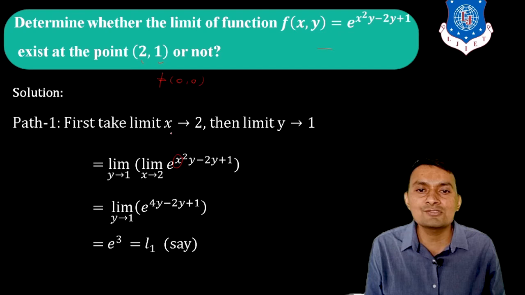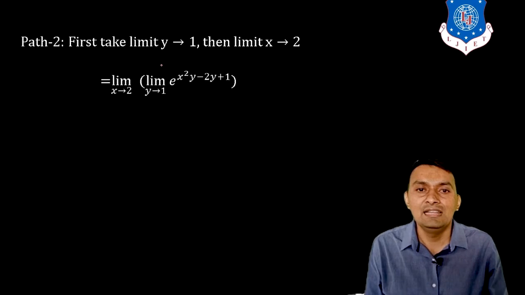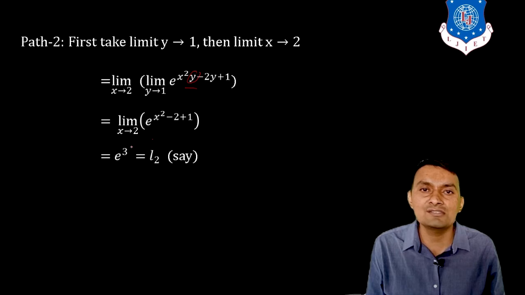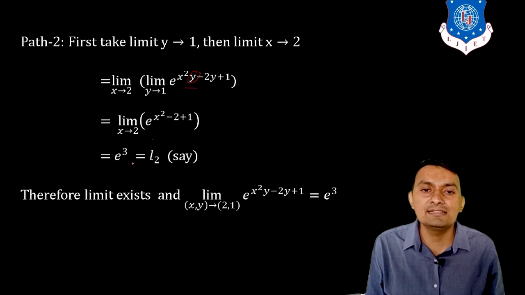Now when we assume path number 2, first we consider y tends to 1 and then x tends to 2. So let us say first limit y tends to 1 and then limit x tends to 2 of this function. When we put y equal to 1, our form will be e raised to x square minus 2 plus 1. When we take the limit x tends to 2, our function will be e raised to 3, so this is z2. For path number 1 and 2, we can observe that both are exactly the same. That means we can say that the limit exists and the answer is e raised to 3.